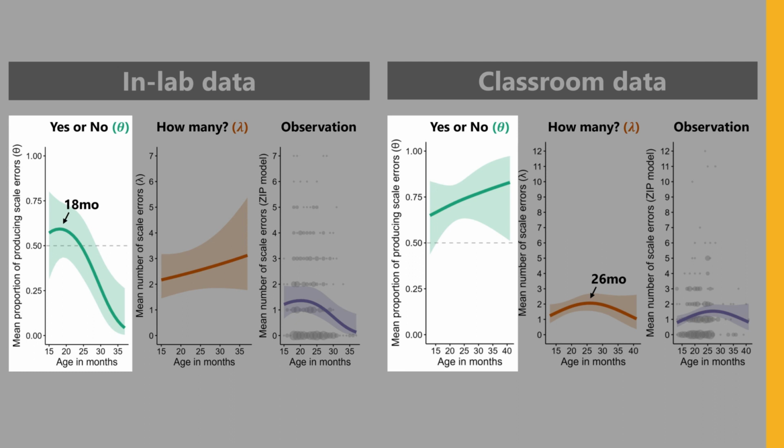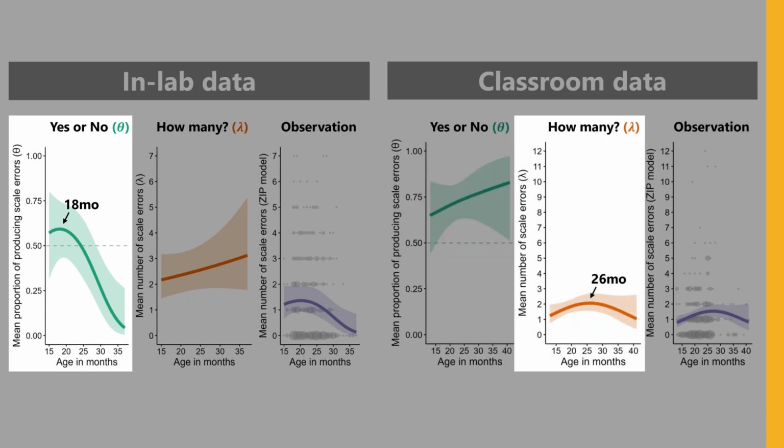The probability of scale errors was much higher in the classroom settings than in laboratory settings. We assume that this is because classroom settings had a longer observation duration and were more familiar to the children. Given that the peak of the classroom data was much later than in lab data, we speculate that the underlying mechanisms of scale errors may be different between these two settings.